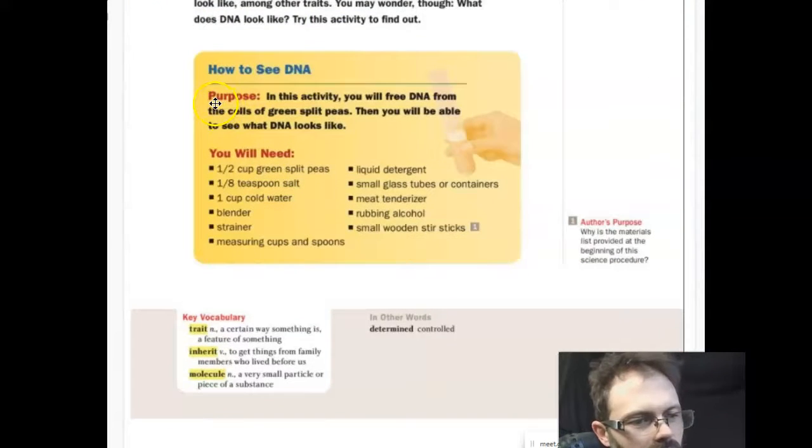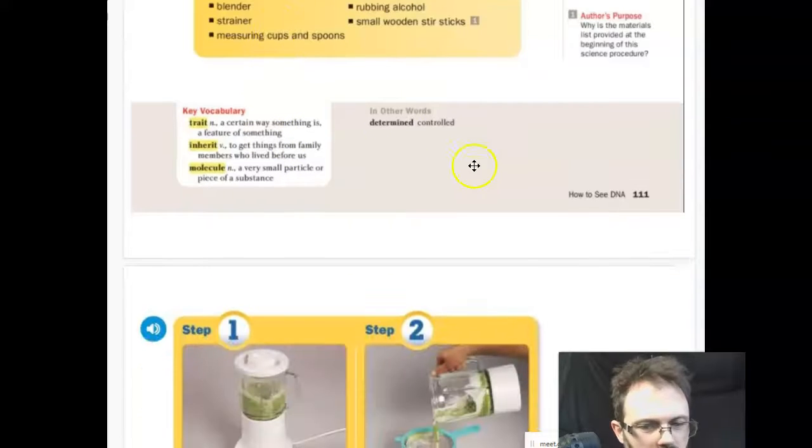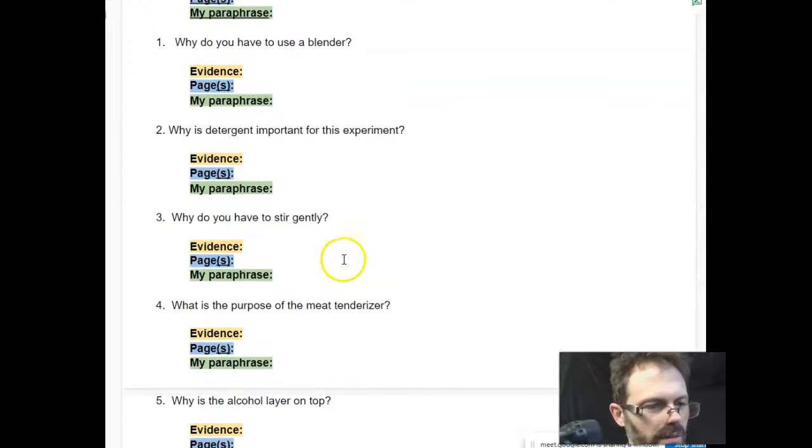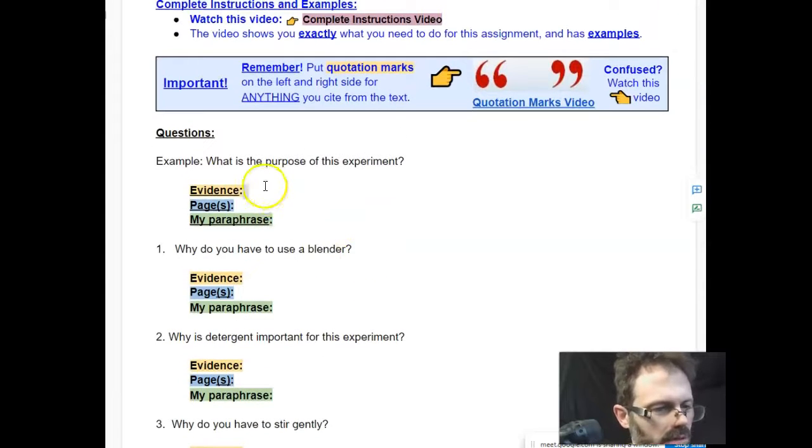All right, so it says right here, purpose, in this activity you will free DNA from the cells of green split peas. Then you will be able to see what DNA looks like. And that page number is 111. All right, so we have our evidence and our page number, and now we just simply need to cite from the text. So this part, you have to write the words that you see down there.